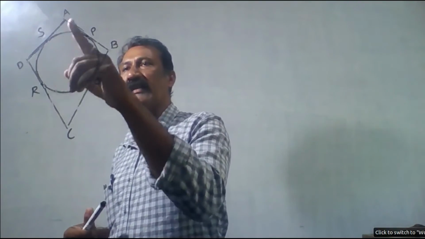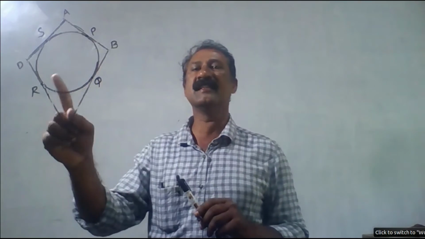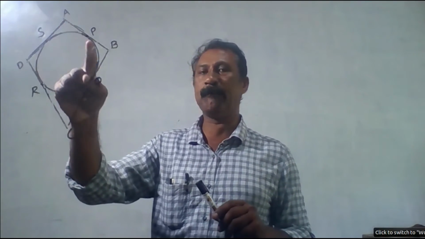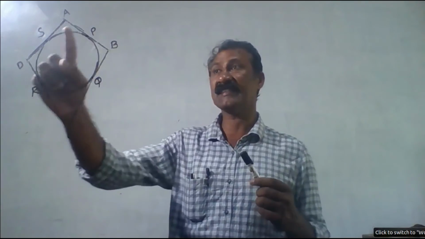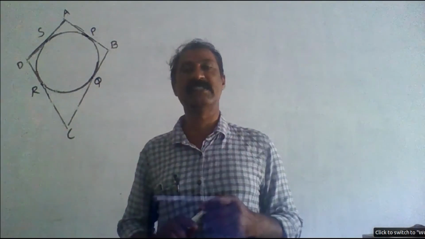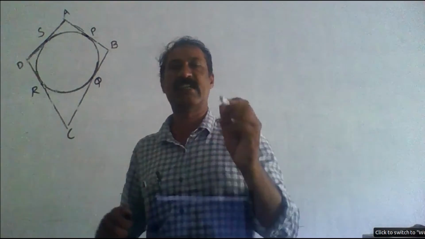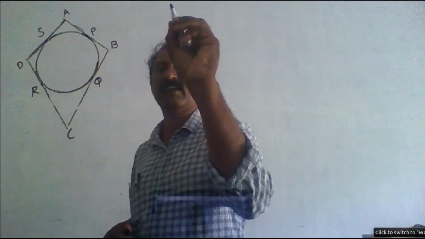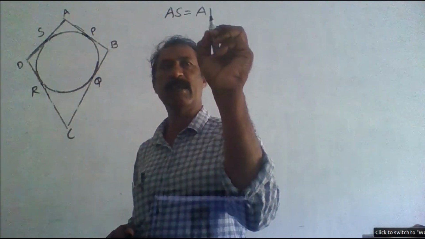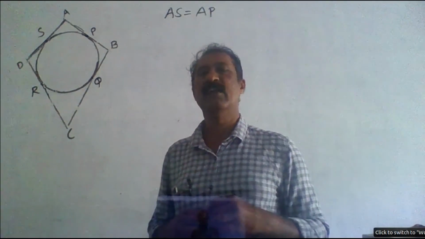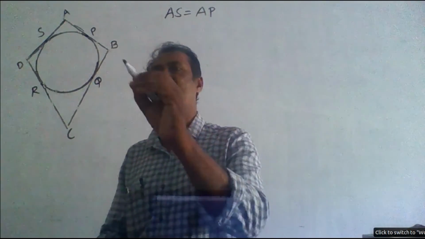Clear? Now consider the line segment AS. What does AS stand for? AS and AP are tangents to the circle. Clear? AS and AP are tangents to the circle. Therefore, we can write here AS equals AP. Why AS equals AP? Because lengths of the tangents are equal.